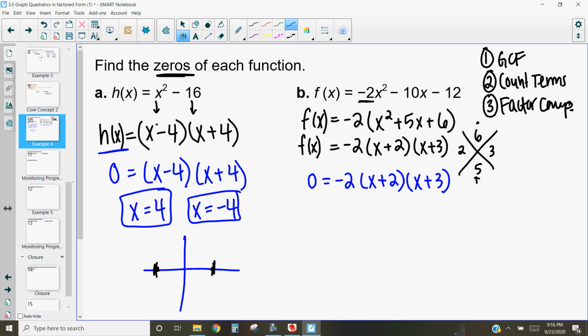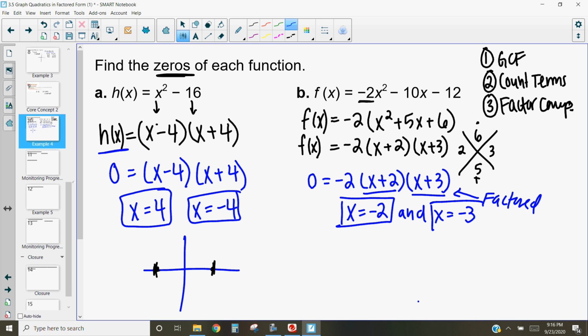This right here is in our factored form, correct? So here we have factored form. And so our zeros are just going to be these 2 pieces. So that means that x equals -2 and x equals -3, and those are the 2 zeros, just like we've been finding.